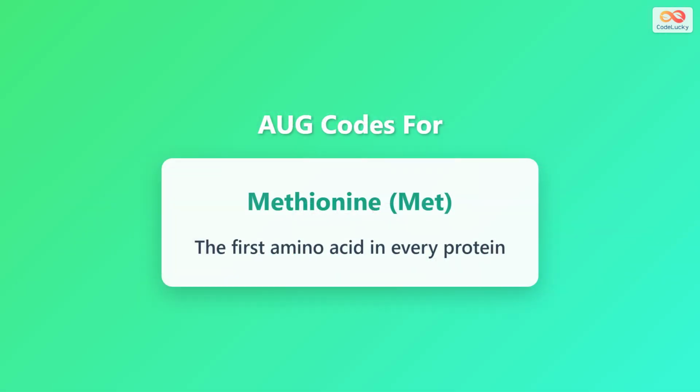The AUG codon codes for the amino acid methionine, abbreviated as MET. Methionine has a special role because it becomes the first amino acid in every newly synthesized protein. After the protein is made, this initial methionine is sometimes removed or modified, but it always starts the chain. This means that every protein in your body began its existence with methionine at the front.